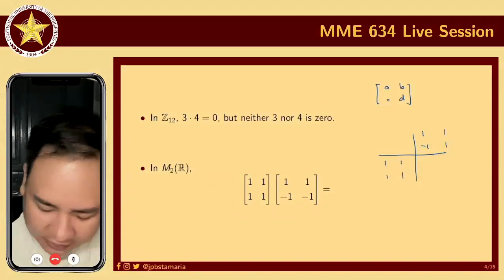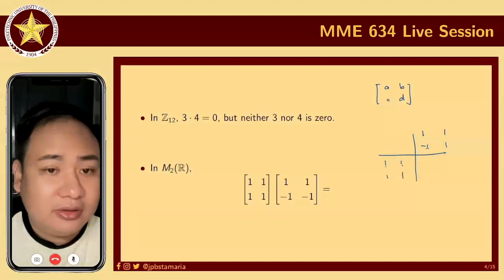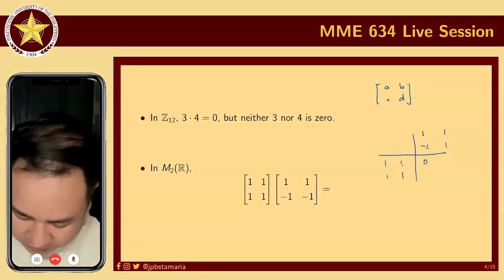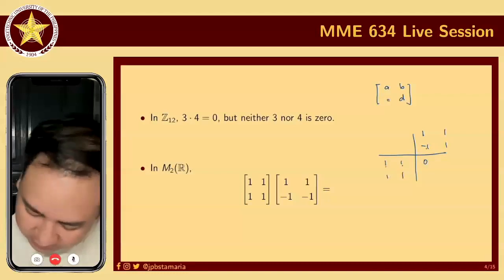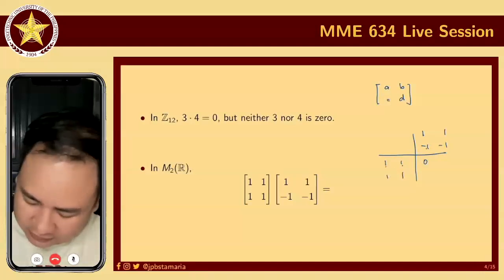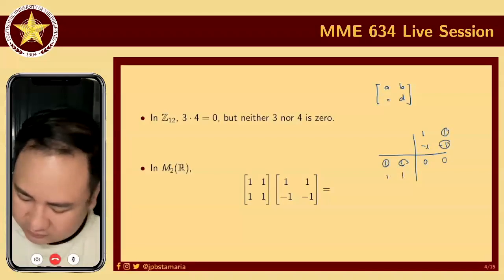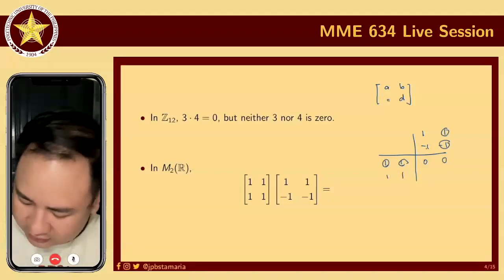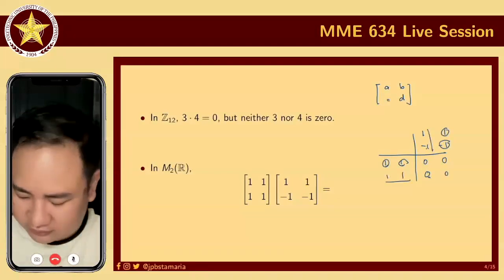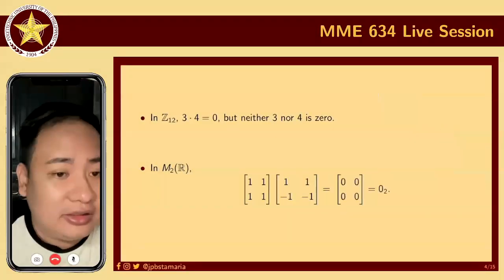Dito, 1 times 1 plus 1 times negative 1 is 0. Okay? And then, ay, mali yata ako. Negative 1 to. Yeah. And then, 1 times 1 plus 1 times negative 1, 0 ulit. Tapos ito, huwag na tayo maglokohan. Lahat yan 0. Ito naman, manggagaling ito from here at ito, no? Ito naman, manggagaling to from here, tsaka ito. So, the product really is the 0 matrix.